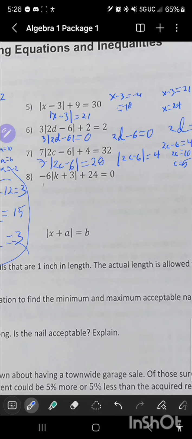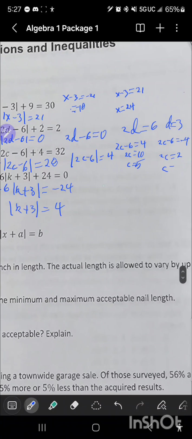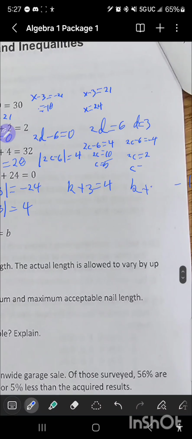Is that not true? So we subtract 24 from both sides, and we have negative 6 times the absolute value of k plus 3 equals negative 24. So we divide by negative 6, and we have the absolute value of k plus 3 equals 4. And it is positive because they both have the same sign, so our result needs to be positive. Now I already have the value of the absolute value, so I have k plus 3 equals 4 and k plus 3 equals negative 4.